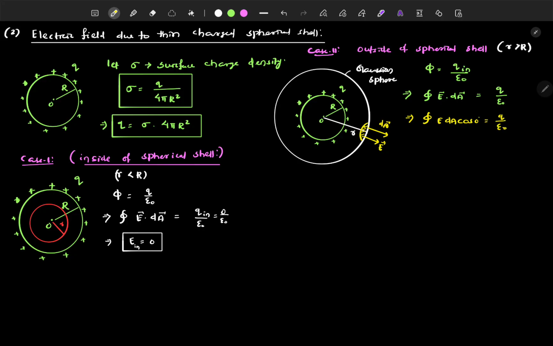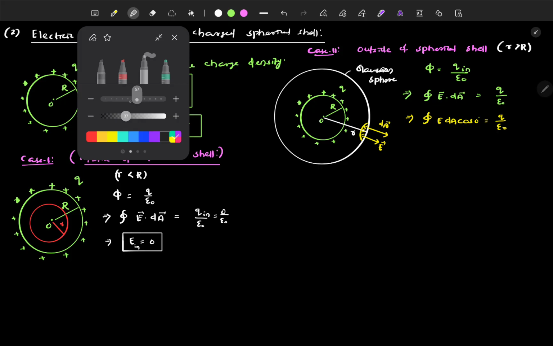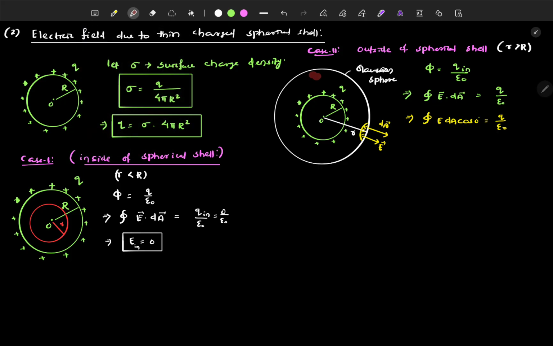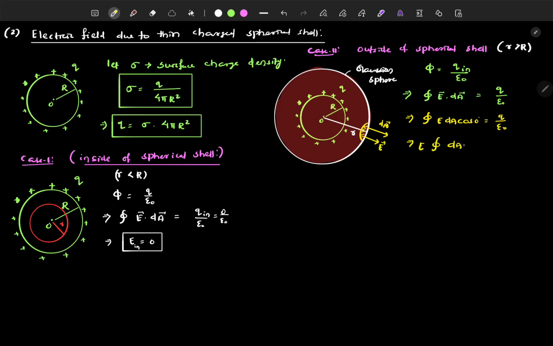Because inside the Gaussian sphere, the total charge is enclosed. Within this red color Gaussian sphere, the whole charge Q is enclosed. So Q enclosed within the Gaussian sphere is the total charge Q. Cos 0 is 1, take E outside, then closed integral dA equals Q by epsilon naught. If you add all such elementary areas dA, you get the surface area of this Gaussian sphere. So integration dA means, always remember, the surface area of the Gaussian sphere.